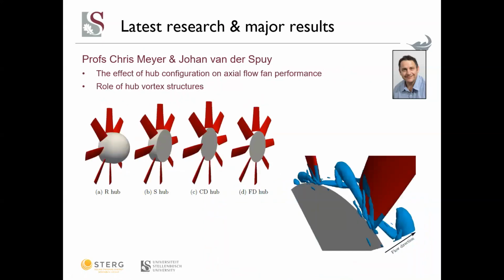These professors are also looking at the effect of hub configuration on axial flow fan performance. This is a numerical study using CFD, and they're specifically looking at the role of hub vortex structures, or the vortices created around the hub, on the fan performance. The pictures here just show some of the hub configurations that they are looking into.